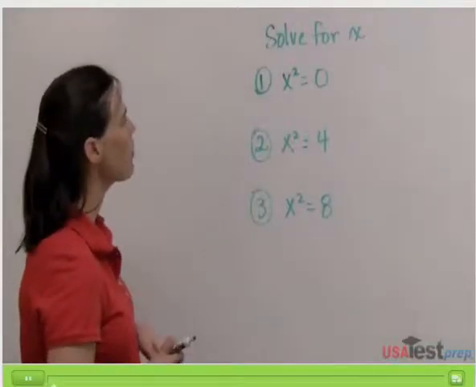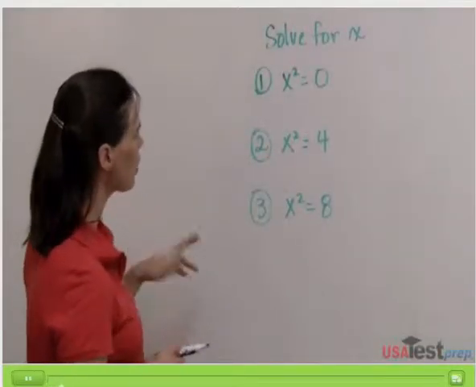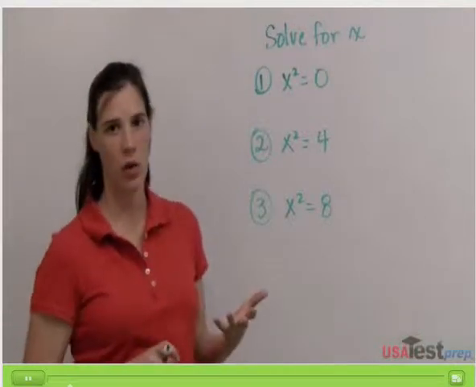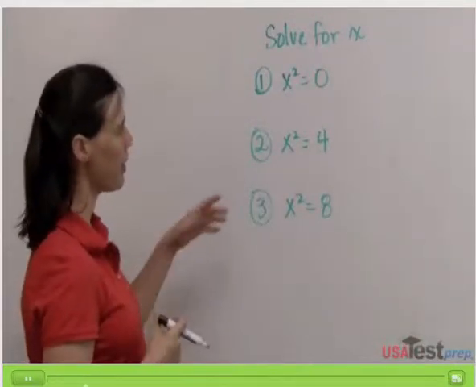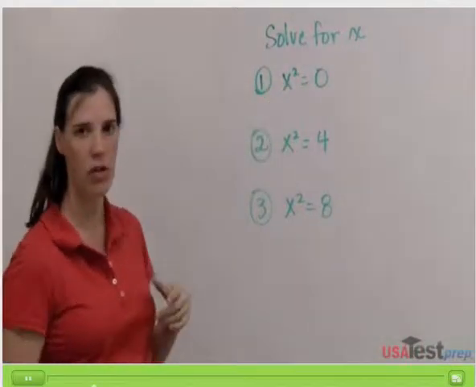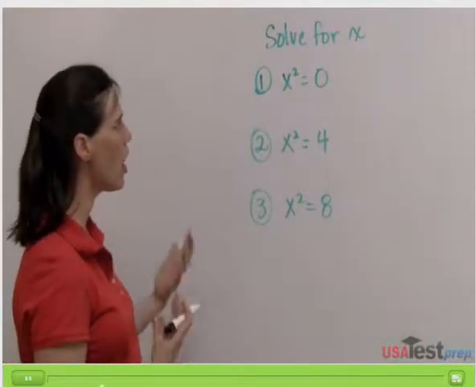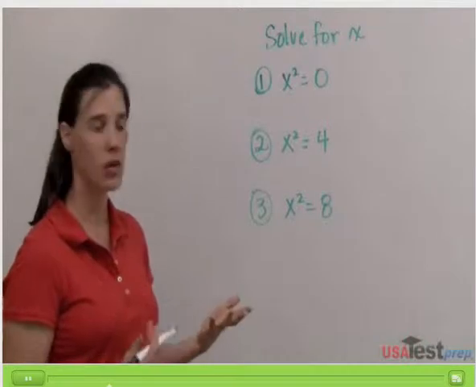Okay, here we have three problems and we want to solve for x. We have x squared equals 0, x squared equals 4, and x squared equals 8. So to solve for x, I need to get x by itself. I have an exponent up there, so I have to undo the exponent. And to undo a square, you would take the square root.